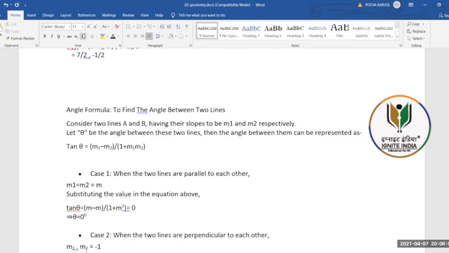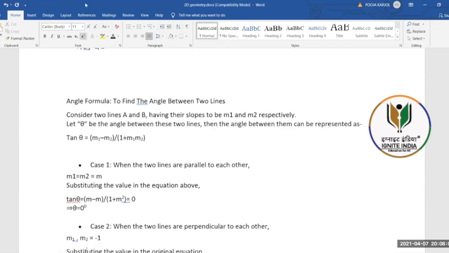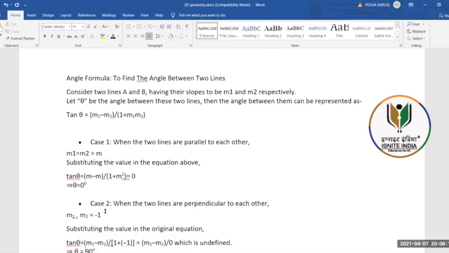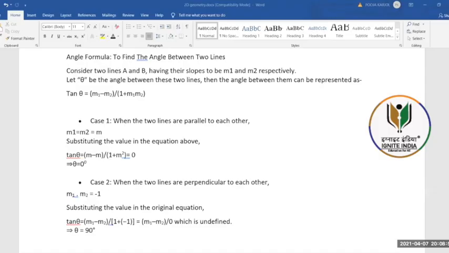Next is when the two lines are perpendicular to each other. When the lines are perpendicular to each other, the slopes, when you multiply them, you'll get -1. So m1 into m2 is equal to -1. When you substitute into the formula, (m1 minus m2) upon (1 plus m1 into m2), the denominator part becomes 1 plus (-1), so the denominator value is 0, which makes it undefined. Which value of theta will give you tan theta is equal to undefined? 90 degrees. So in short, when the two lines are parallel, the angle between them is 0, and when the two lines are perpendicular, the angle between them is 90 degrees.